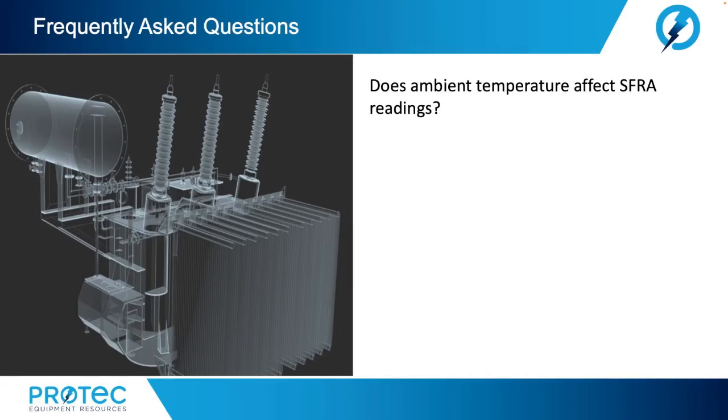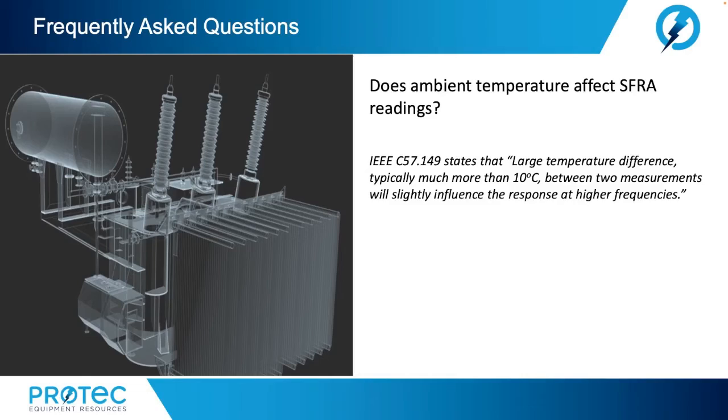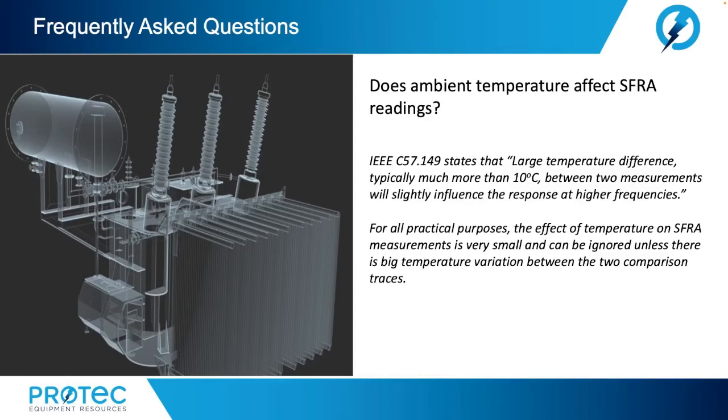Does ambient temperature affect SFRA readings? IEEE C57.149 states that large temperature differences, typically much more than 10 degrees Celsius between two measurements, will slightly influence the response at higher frequencies. For all practical purposes, the effect of temperature on SFRA measurements is very small and can be ignored unless there are big temperature variations between the two comparison traces.